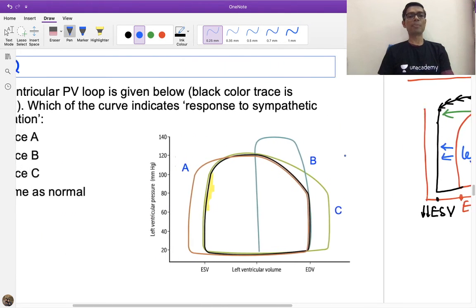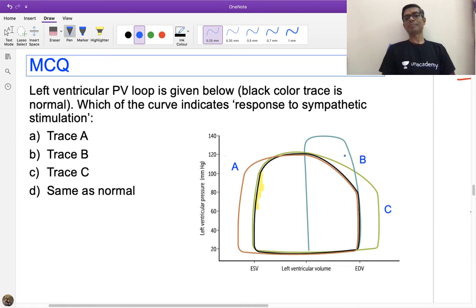So now if you look back at the same question again, left shifting, so this is the black color curve, this is the normal curve, right? Which curve is shifting to the left? This is shifting to the left. So the answer is curve number A. This is nothing but here, right? So this is A. Now what about B and C?